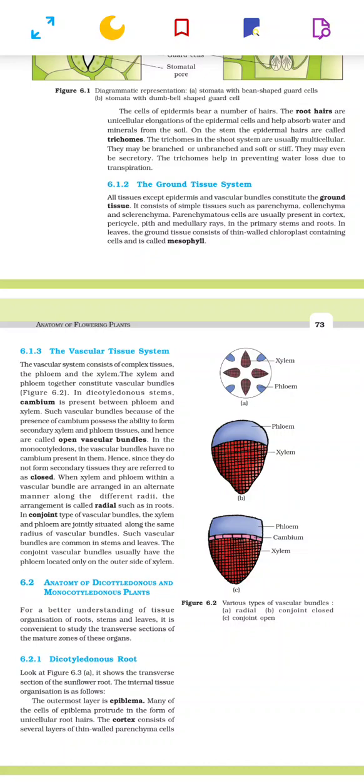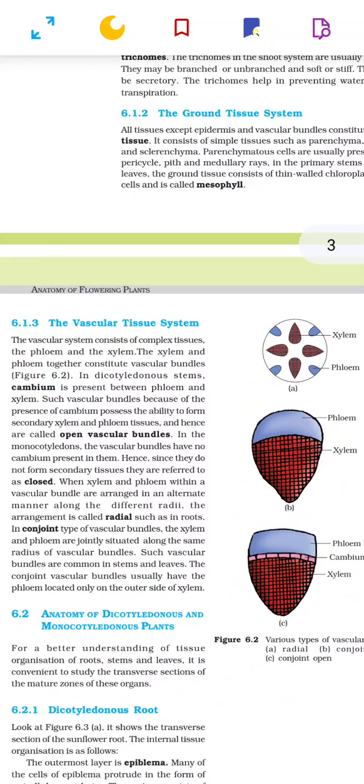Such vascular bundles, because of the presence of cambium, possess the ability to form secondary xylem and phloem tissue, and hence are called open vascular bundles. In the monocotyledons, the vascular bundles have no cambium present in them. Hence, since they do not form secondary tissues, they are referred to as closed.